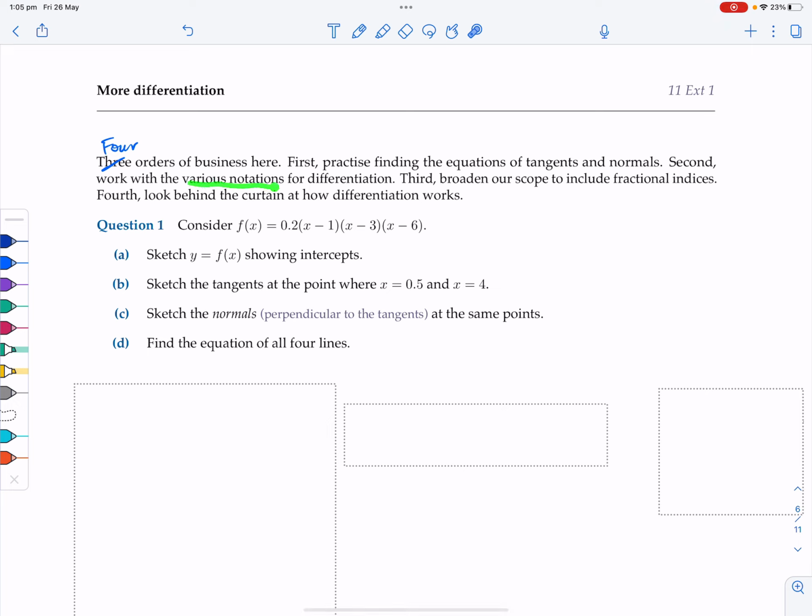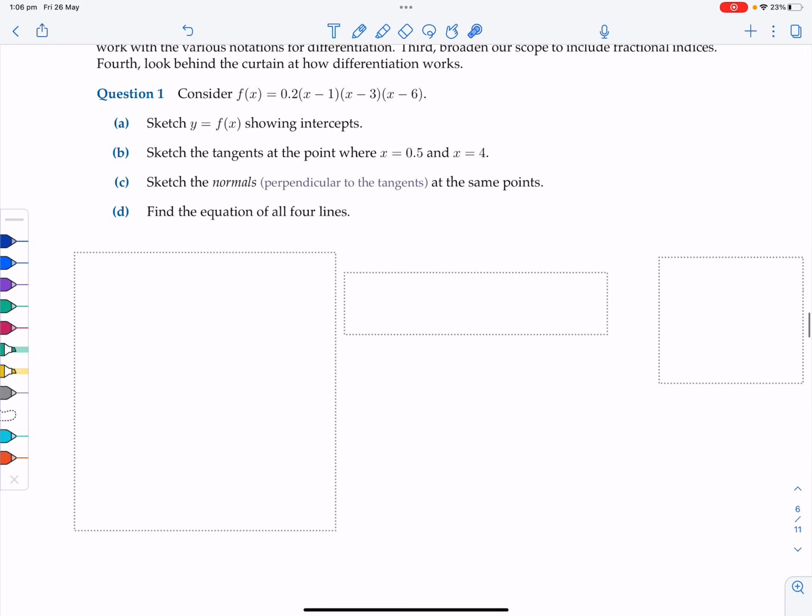We're looking at various notations for differentiation. That's easy and won't take long. We're looking at negative and fractional indices. It's okay, that's not very difficult. And then we're going to have a closer look at how differentiation works behind the scenes. That's pretty involved. All right, question one.